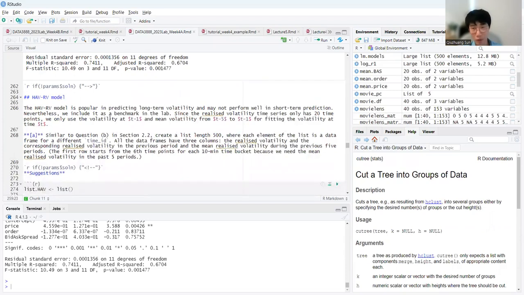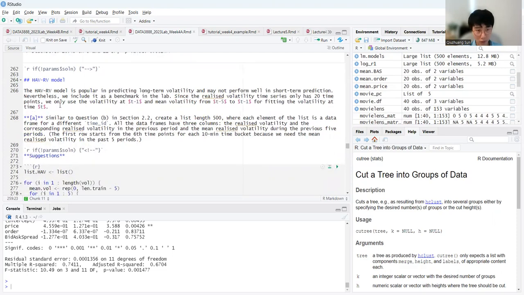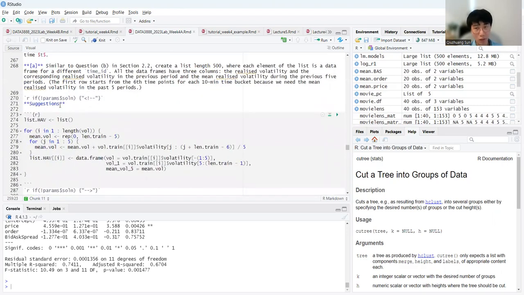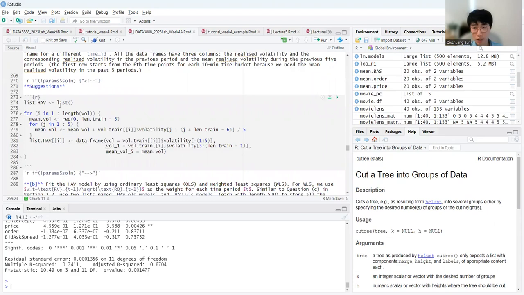So the HAV-RV model is very popular in long-term prediction of the realized volatility. But in this lab, we only have a 10-minute data set. So this model may not perform very well for such a short-term prediction, but we still include it here as a benchmark, so that you can compare your own models with this HAV-RV model in your final report.